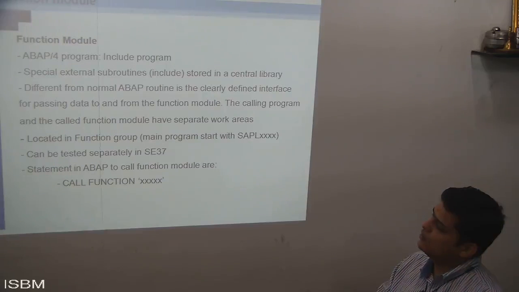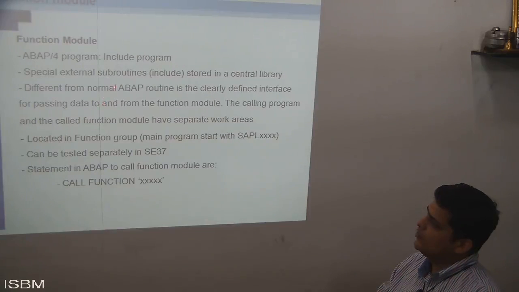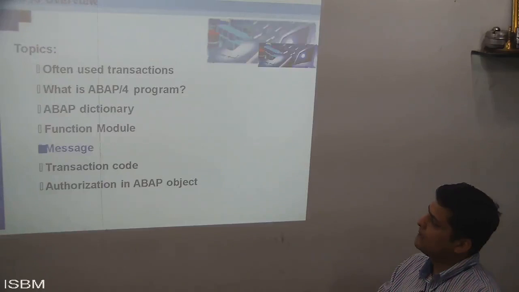Then we can see the function module that we have used. Function module part, call function. A special ABAP program includes external subroutines stored in the central library. Different from a normal ABAP routine, it has a clearly defined interface for passing data from one function module to another.